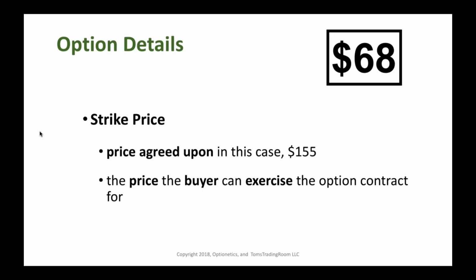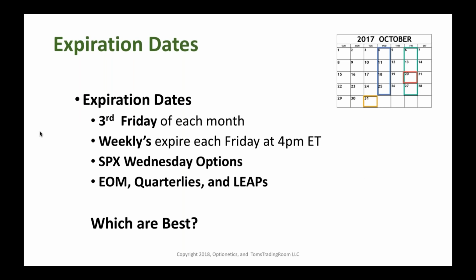All right. Next, your option details. So the strike price, $68. That means the price the buyer can exercise that option contract for. And then finally, you look at the expiration. So expiration dates. And with strike prices, you can look at various strike prices up and down that cycle. And we're going to look at those with XLE. So most people understand expiration dates as the third Friday of the month.